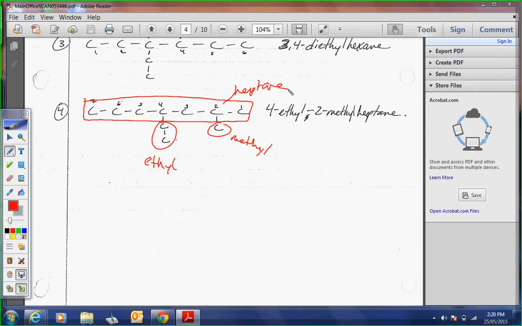Can you see why we choose to number this right to left and not left to right? Smaller numbers. So my numbers there are 1, 2, 3, 4. Or I could have numbered it 1, 2, 3, 4, 5, 6, 7. But then my numbers would be 4 and 6 in my naming. Those are higher than 4 and 2. So I'm choosing to number it right to left so I get lower numbers. Once you've picked a direction, you stick to that direction.